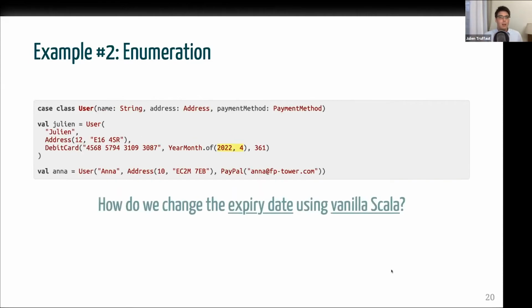Okay, so now let's update our user. This user will have a payment method. So now I created two users, one called Julien, who has a debit card, and one called Anna, who has a PayPal account. So now the next question is, how do we change the expiry date of the debit card using vanilla Scala? Okay, so first let's try the same strategy.